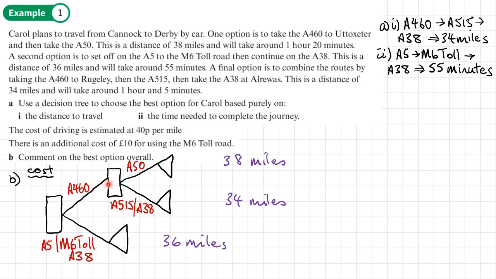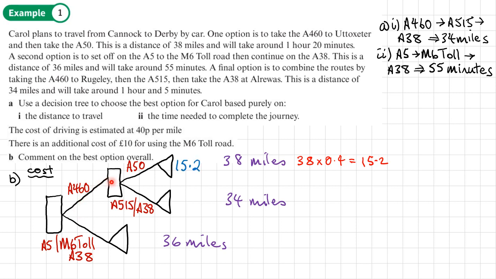Okay, now I need to work out these costs. They're going to be based on distances or whether the toll road has been used. So if we look at the first option at the top, there's no toll road here. Doesn't use that motorway, so it's just going to be the distance 38 times by the cost per mile, which is 40 pence, so times by 0.4, and that gives me a value of 15.2, £15.20. So I'm going to write 15.2. Remember, we don't need to write down the units, so just 15.2 for that one.